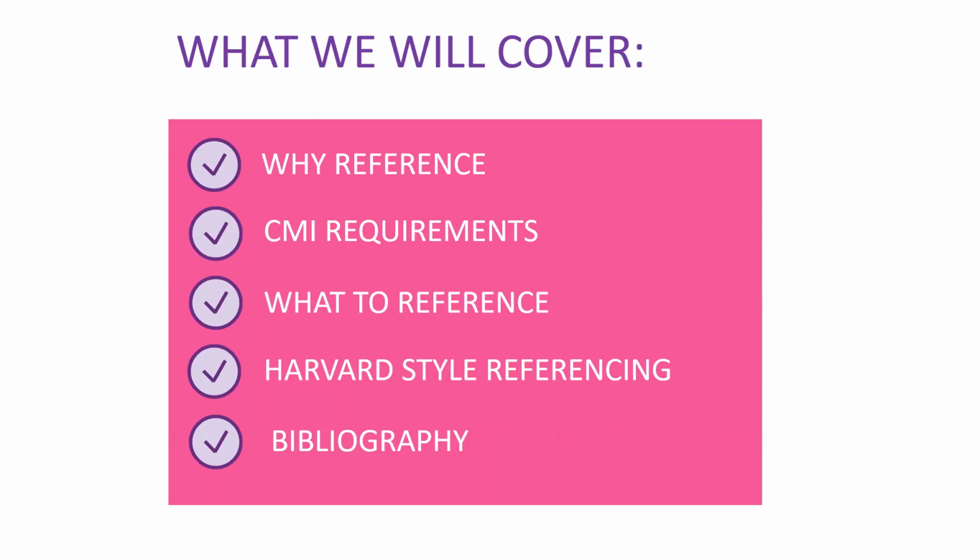So what we're going to cover in this webinar. We're going to start with looking at why we reference, so what's the purpose of referencing, and then look at what the requirements are specifically when you're completing a CMI qualification. We'll also look at what you need to reference, and then I'll help you with a particular type of referencing called Harvard-style referencing, which is a well-recognized method for referencing. And then we'll also touch on how to present a bibliography.